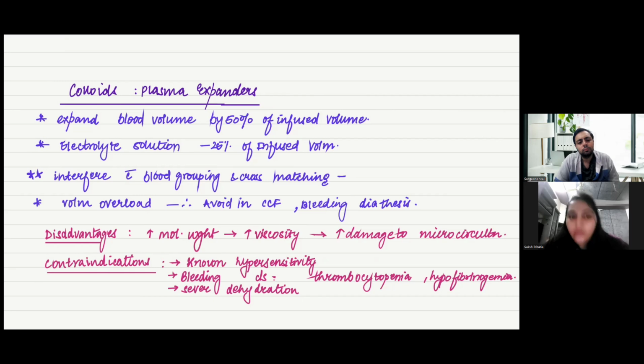So, what are the contraindications of plasma expanders? The contraindications are if the patient has any known hypersensitivity, or bleeding disorders like thrombocytopenia or hypofibrinogenemia, or there is a case of severe dehydration, there we can't use plasma expanders.